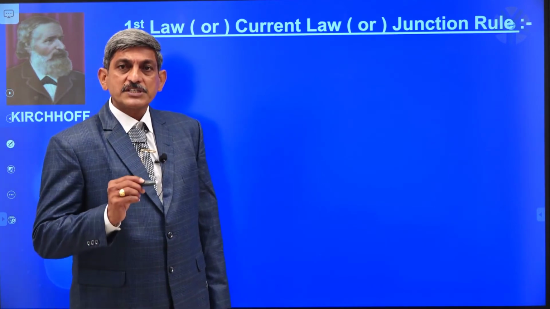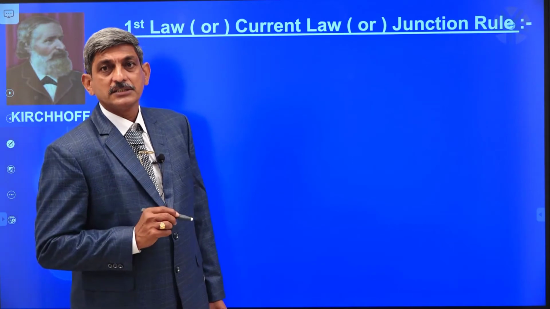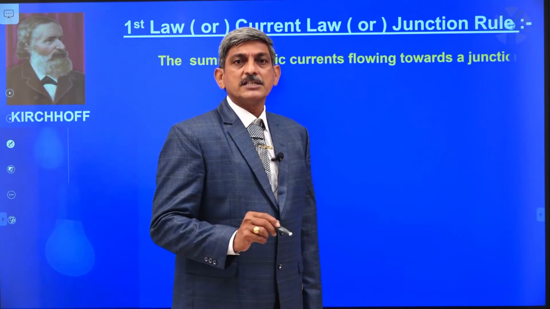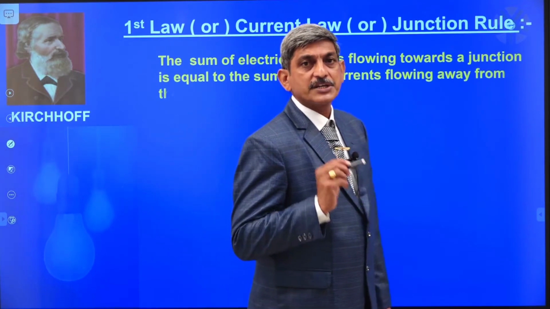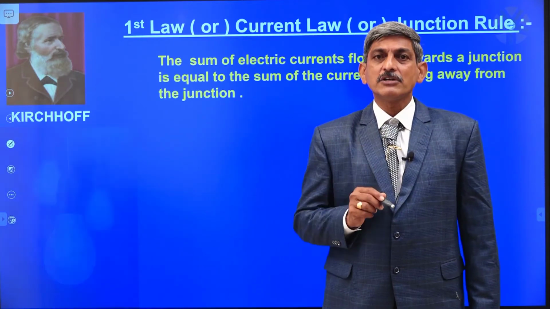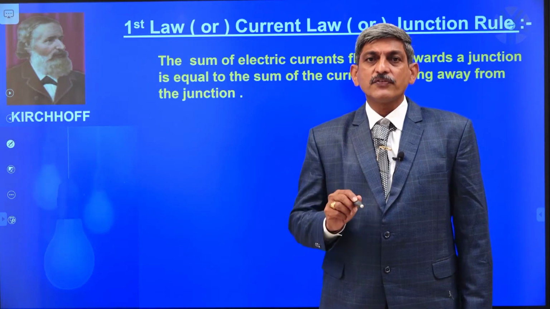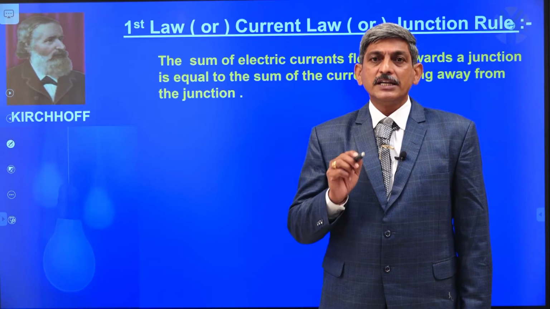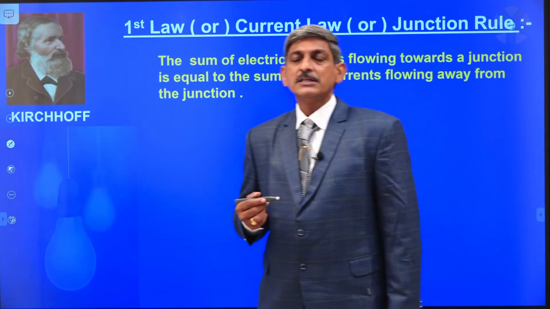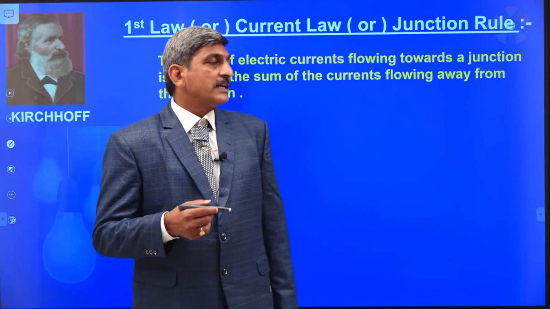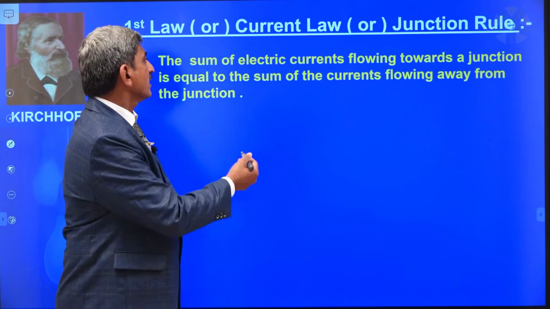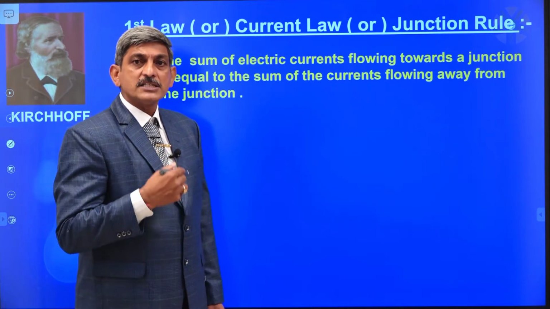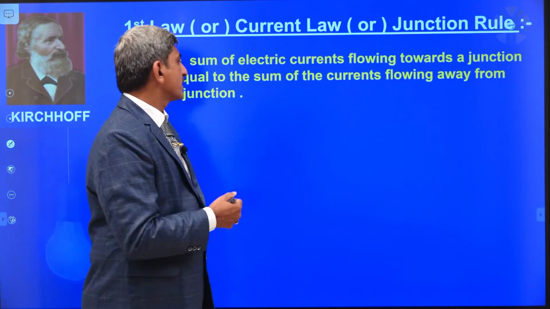So, Kirchhoff's first law states that the sum of the currents flowing towards a junction is equal to the sum of the currents flowing away from the junction in any electrical network. I am repeating, the sum of the electrical currents flowing towards a junction is equal to the sum of the currents flowing away from the junction in any electrical network.